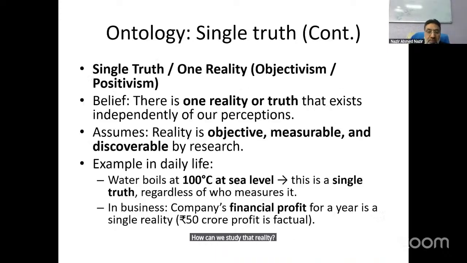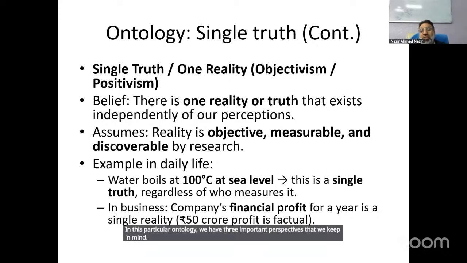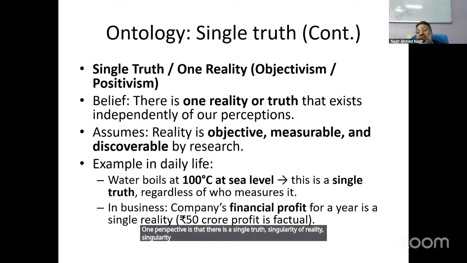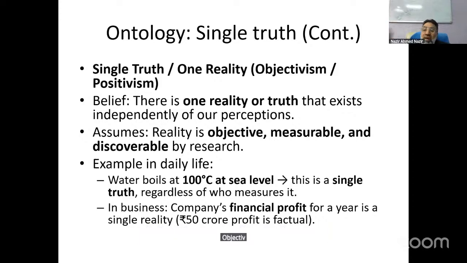Now, for example, in this particular ontology, we have three important perspectives that we keep in mind. One perspective is that there is a single truth, singularity of reality. No other interpretation is possible. Objectivism, only one reality is there. For example, leadership exists.